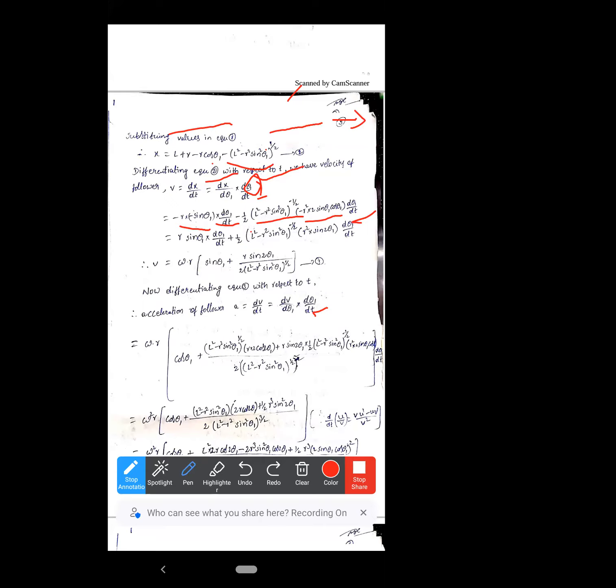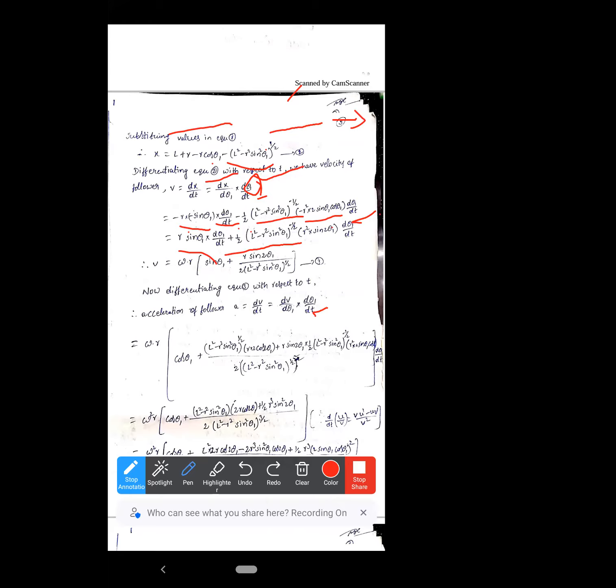So later simplify the equation. So that is minus of minus, plus R sin theta 1 into d theta 1 by dt, plus, again minus is there and minus is there. Minus half is there, minus R square is there. So minus of minus, plus 1 by 2 into L square minus R square sin square theta 1 whole power minus 1 by 2 into R square into 2 sin theta cos theta.